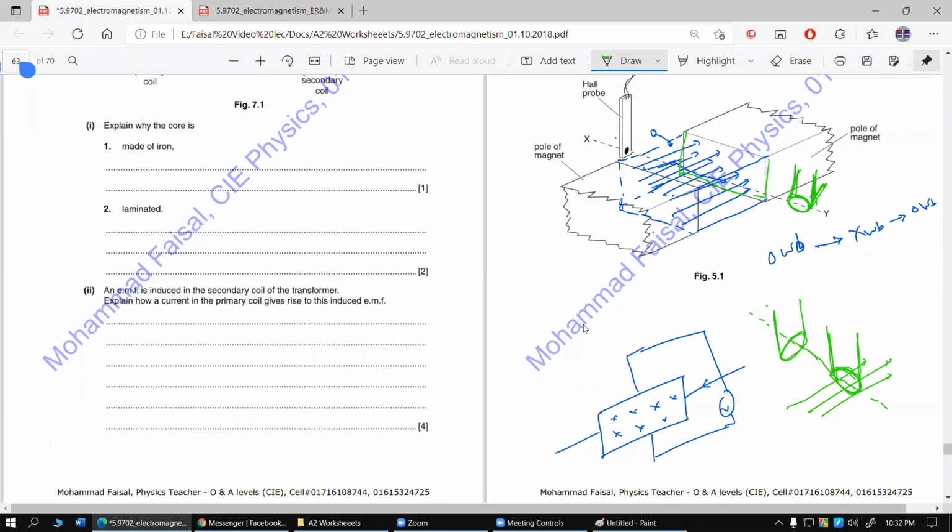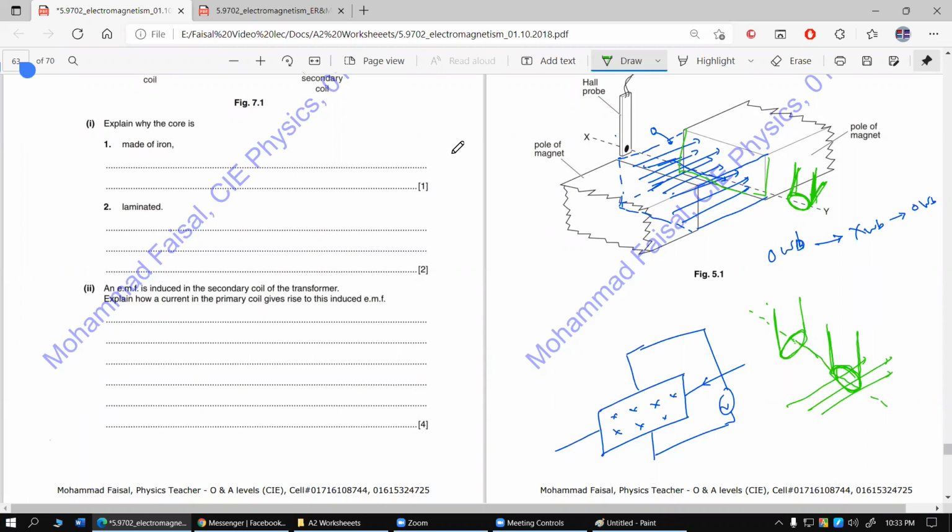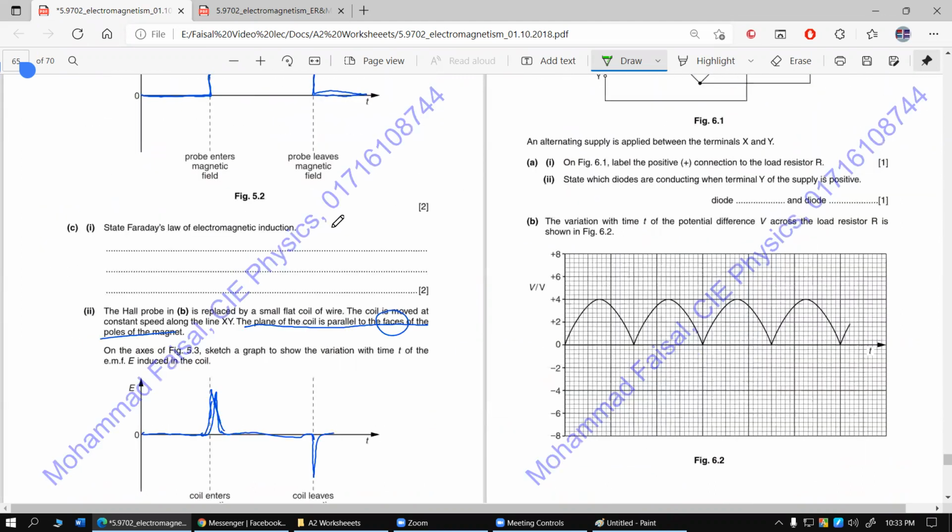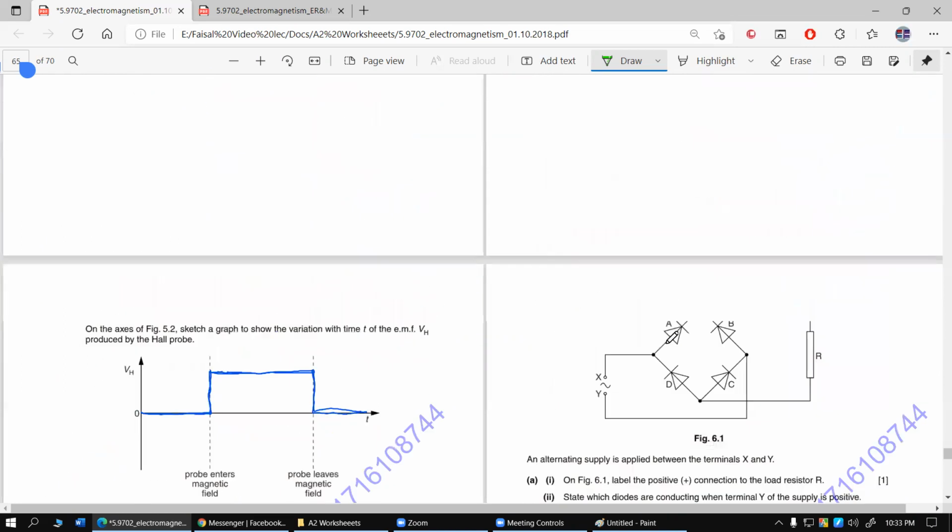The coil is placed so that the coil's plane is parallel to the face of the magnetic field. Coil's plane মানে হচ্ছে কয়েলের ভেতর দিয়ে যে প্লেনটা হতে পারে সেটা ম্যাগনেটিক ফিল্ড দুটার যে ফ্ল্যাট ফেস, সেটার সাথে প্যারালাল। এখন বুঝছো? ইয়েস স্যার। Beautiful. Everyone else? I hope so. So এখানে জিনিসটা বলছে the plane of the coil is parallel to the faces of the poles of the magnet. On the axis of your frequency, sketch a graph to show the variation in time t of the EMF E induced in the coil. So what is going to happen in this case?